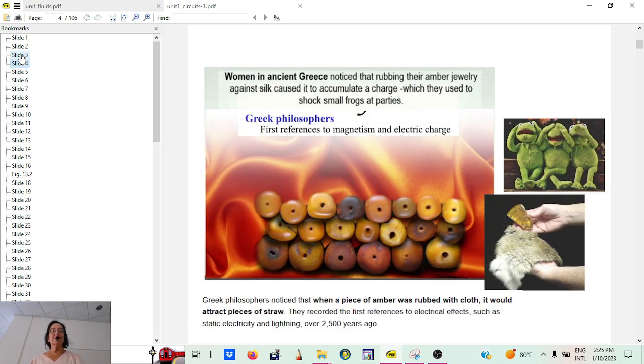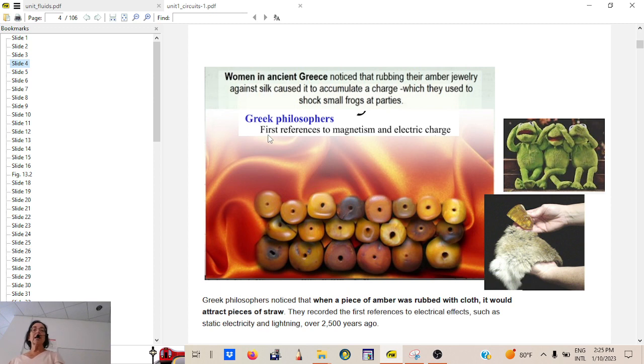Okay, so historical note. The first time that experiments were recorded about static electricity. Static electricity is when charges are involved. So for example, if you are doing your laundry, you take the clothes out of the dryer and you have this clinging sound. That's static electricity.